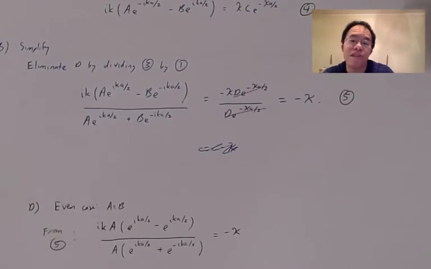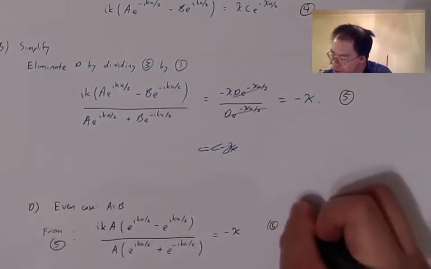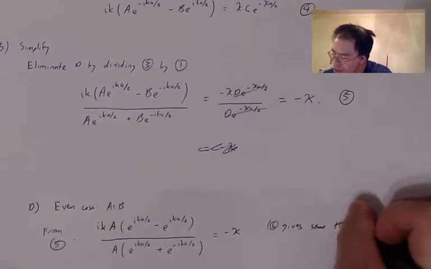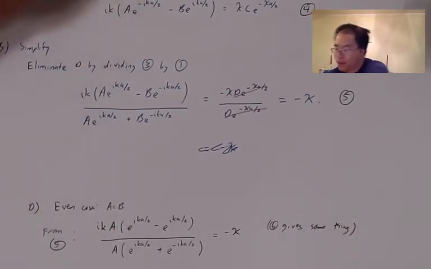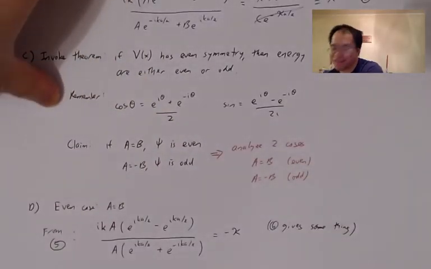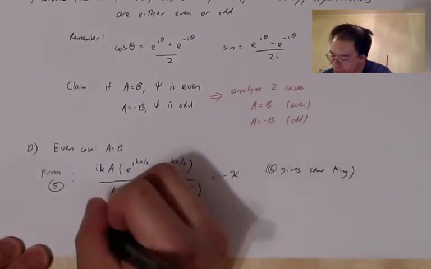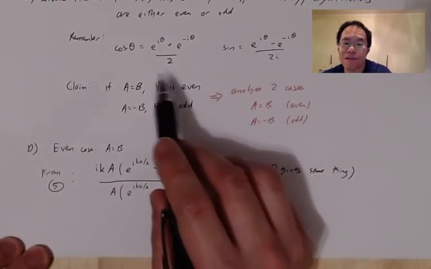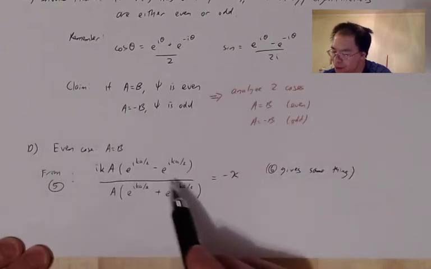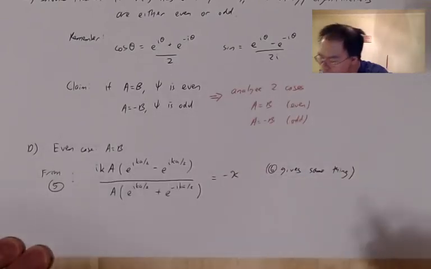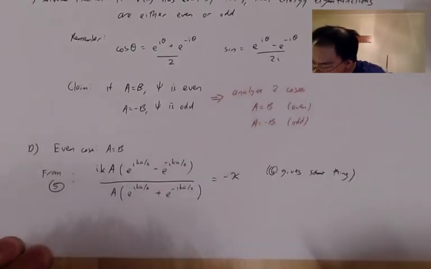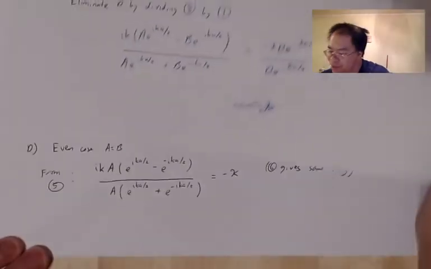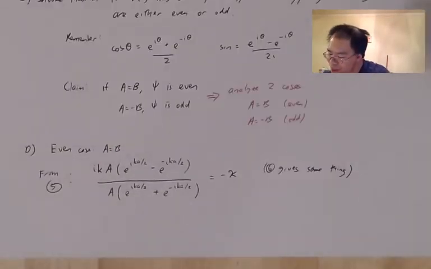You do need both 5 and 6 in order to prove that a equals b is a possibility, and Townsend does do that, but I'm going to take this shortcut here. So 6 gives the same thing. This is now a handy opportunity to use these two theorems, because I have e to the i something minus e to the minus ika over 2, and that should be a minus ika over 2, yes.